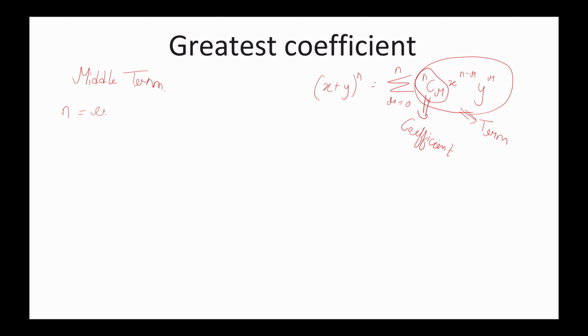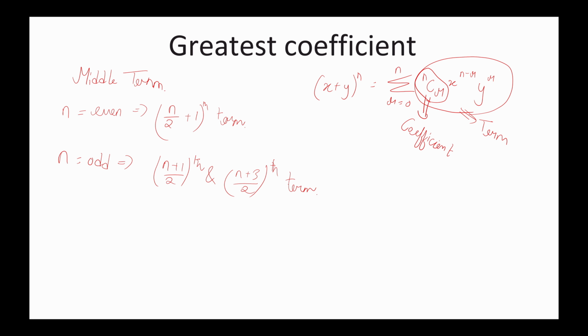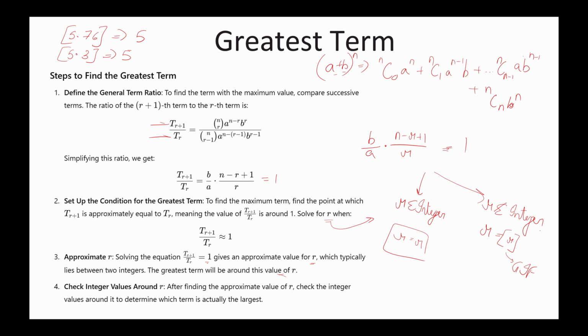So I simply find the middle term, and there my coefficient is going to be greatest. Let's say n is even, then I would have my greatest coefficient at the (n/2 + 1)th term. And if n is odd, my greatest coefficient is going to be at the ((n+1)/2)th term and the ((n+3)/2)th term. So this is how the greatest coefficient is found. I hope you understood the difference between term and coefficient. The term includes the entire portion, and the coefficient is just the constant part, without including of course the a and b or x and y, whatever is inside the expansion.